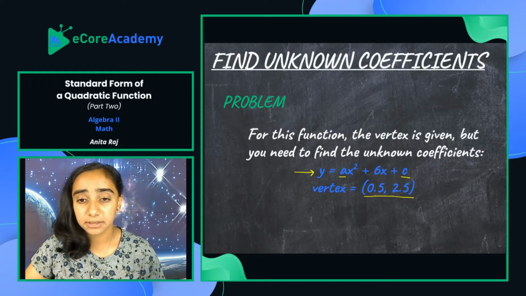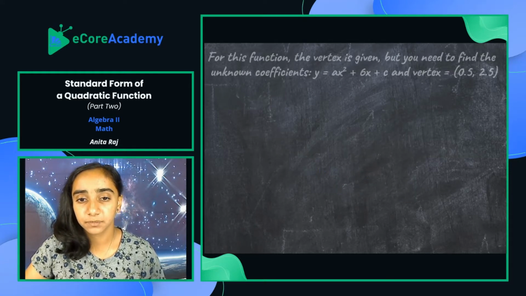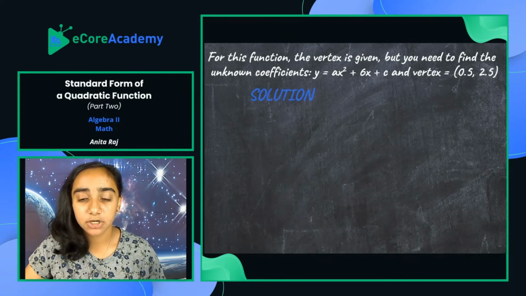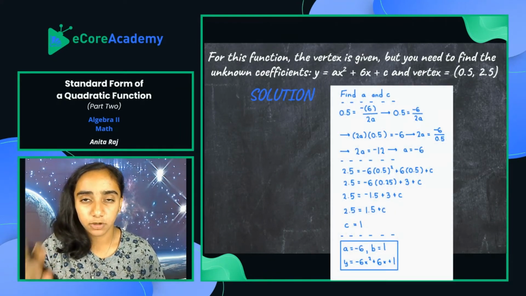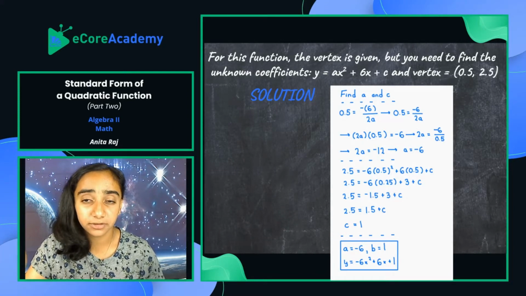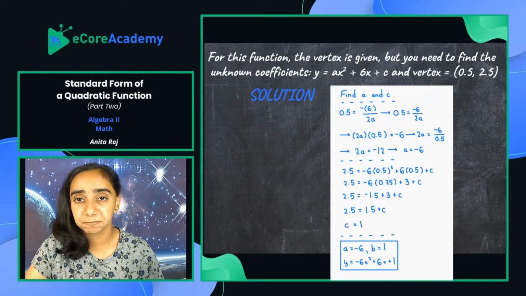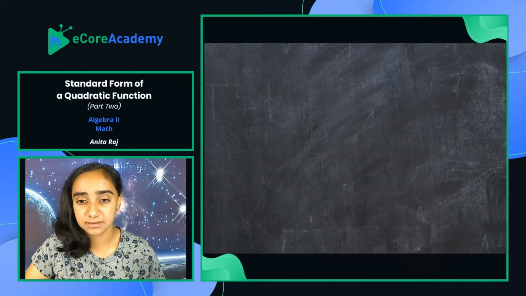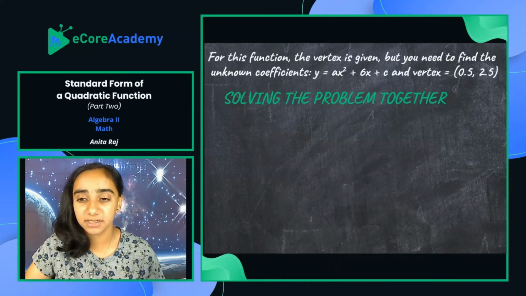Okay, so let's go into the solution. I've written the problem at the top of the screen just so you can refer back to it. Our solution is right here. I've already pre-written it for you. We're trying to find A and C again, and this is the whole process to do that. And if you want to pause the video and copy it down, feel free to do so. I'll give you a second. Okay, let's continue into the next slide where I will be explaining this solution to you. We're going to be solving it together.